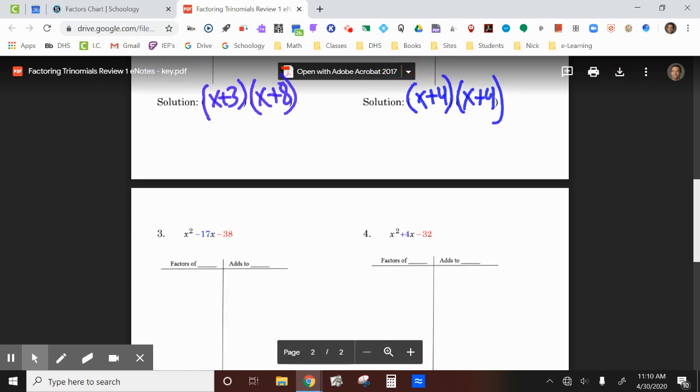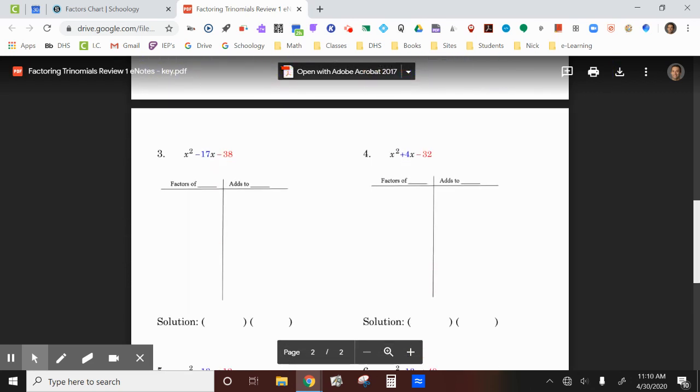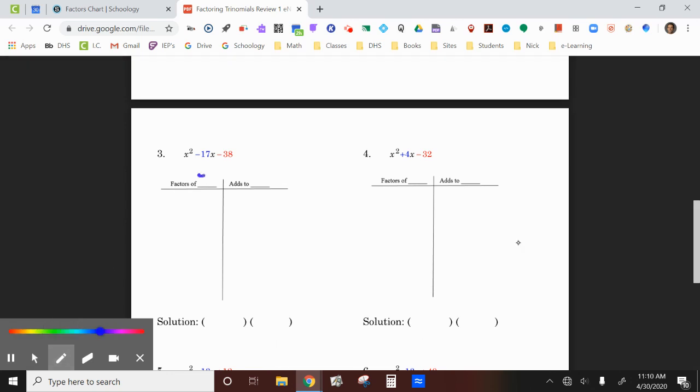All right, so these next couple examples, this is where the signs are going to be negatives. So this is going to involve a little more thinking, and a little more playing with the numbers here. But again, we're going to start off the same way by finding factors of negative 17. Sorry, that's not correct. I need to find factors of negative 38 that add to a negative 17.